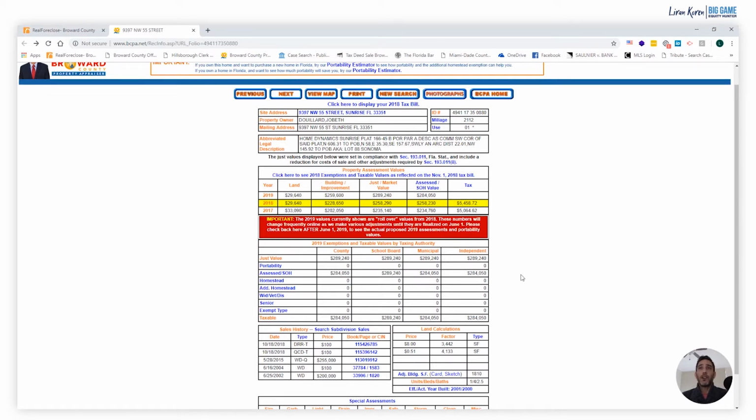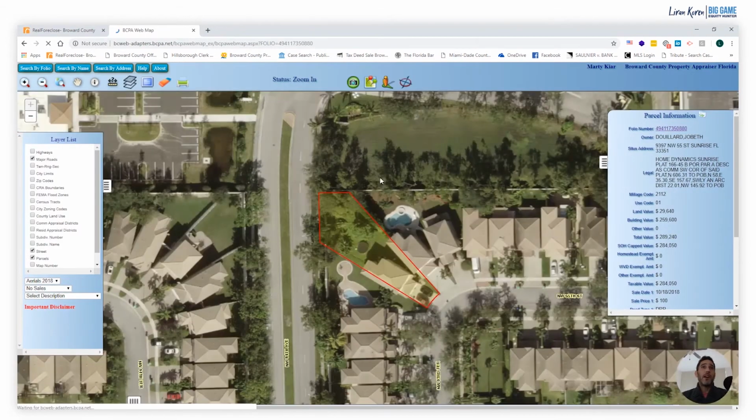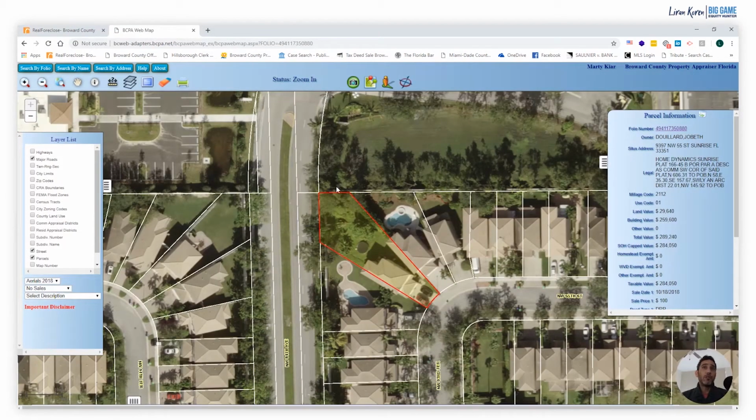So I don't need to check the exact percentage of the value, but I know I'm gonna deduct here and there from some things that I'm gonna see along the way. So let's start with this. The first thing I'm gonna do is, when I have this property appraisal view map technology here, basically what it does, it gives me an overview.